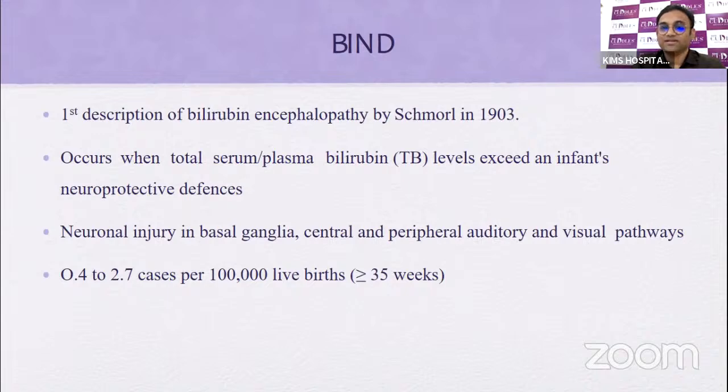To a certain extent, our body tries to prevent the effect of bilirubin on our brain. When this level exceeds the protective defenses, bilirubin can lead to encephalopathy. The most commonly injured areas are the basal ganglia, the central and peripheral auditory and visual pathways. On average, 1.4 to 2.7 per 1 lakh live births at more than 35 weeks of gestation are affected by BIND.